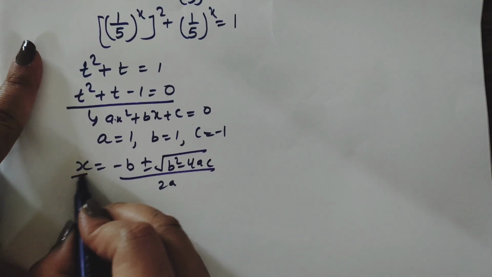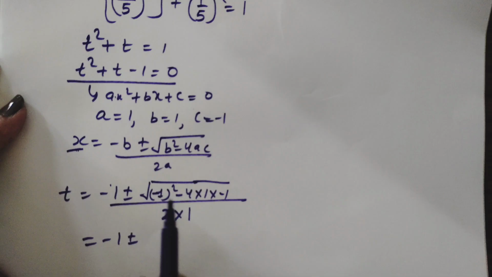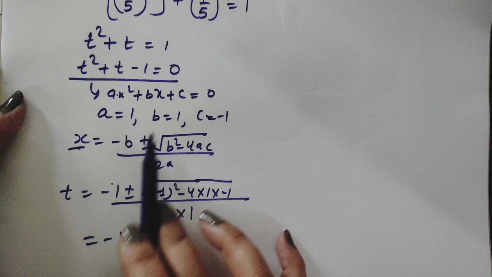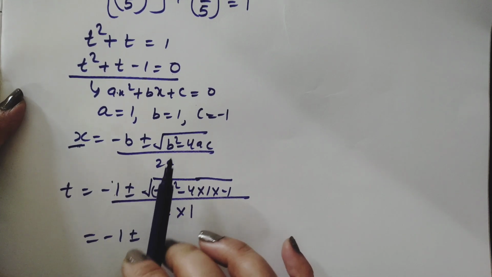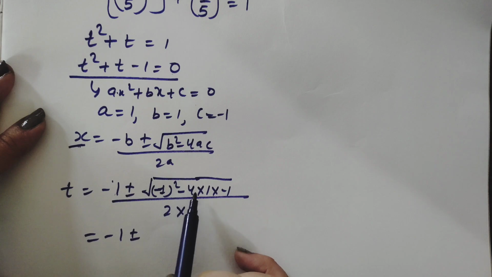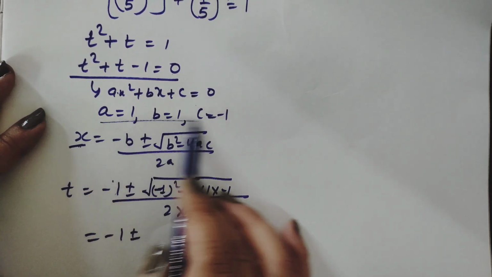Now do not write x, because your quadratic equation is in terms of t. So t, with a equals 1, b equals 1 and c equals minus 1. Put the values: minus b, which is minus 1, plus minus under root of b square. b is 1, so 1 square, minus 4 into a, which is 1, and c, which is minus 1. So put all the values here.